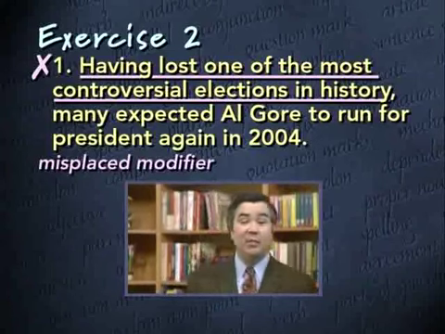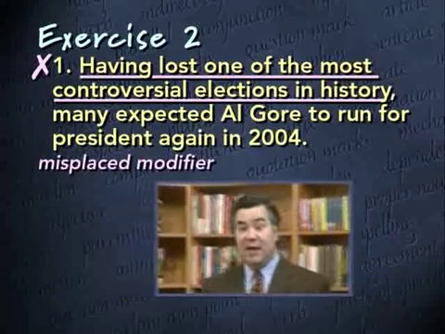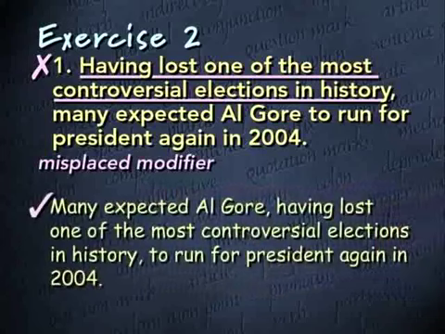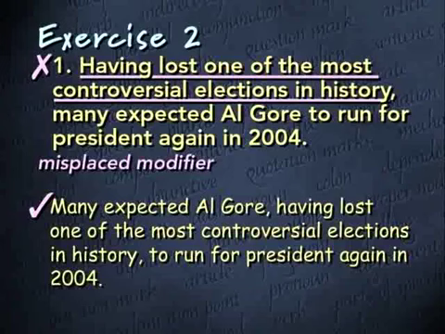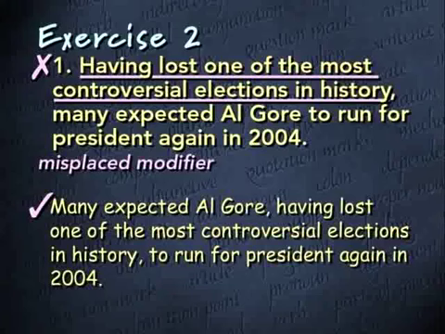So one way to fix it would be to simply move the entire phrase next to Al Gore, in which case the sentence might read like this. Many expected Al Gore, having lost one of the most controversial elections in history, to run for president again in 2004. This is all right. It would be a perfectly correct way of fixing the sentence. It does put the modifying phrase right next to the word it's intended to modify, Al Gore. The only problem with it is that it's a little awkward to have such a long modifying phrase interrupting the sentence that way. So you might want to consider a different way of rewriting the sentence.